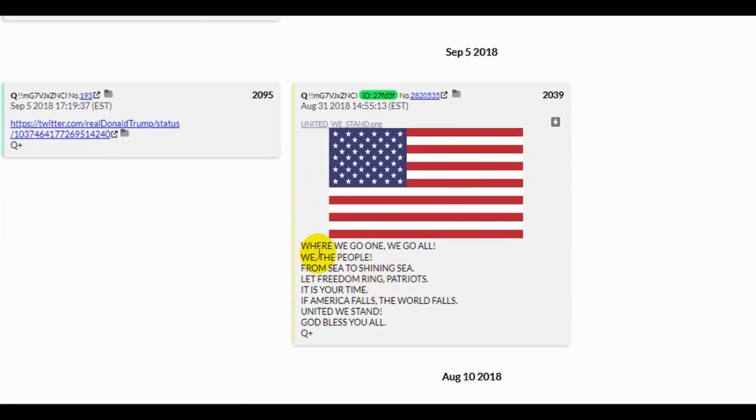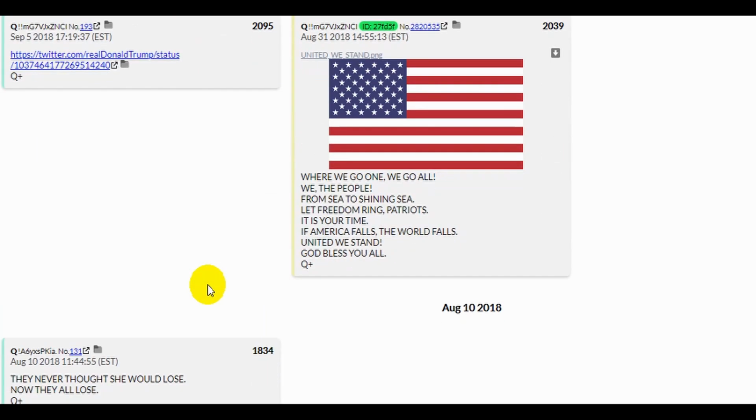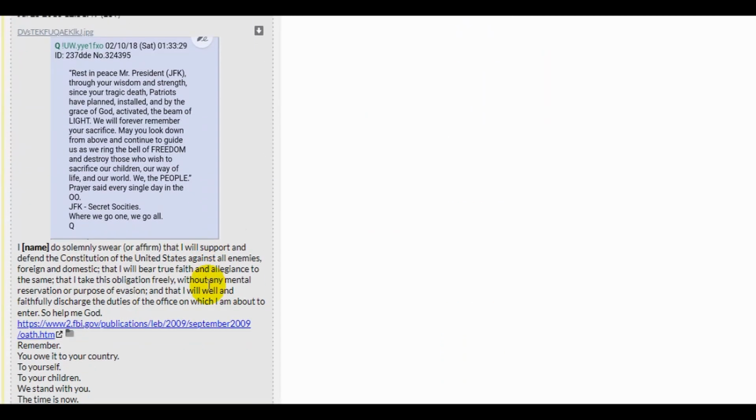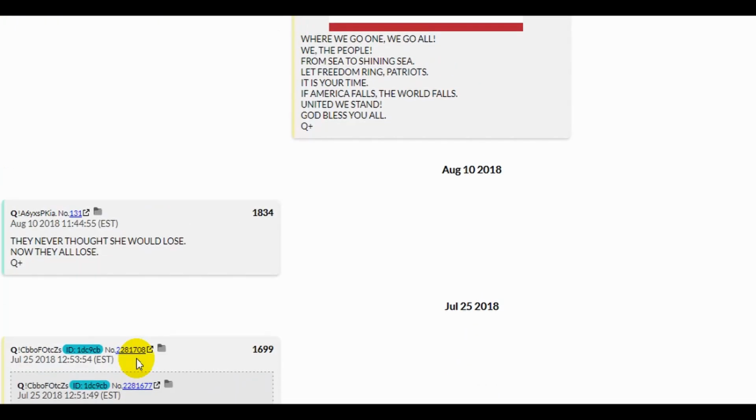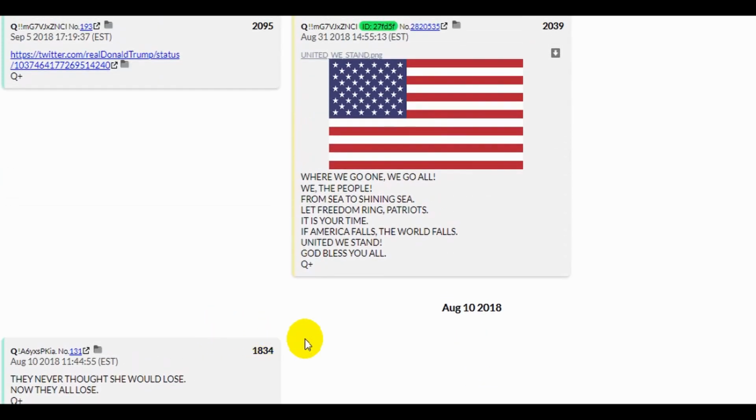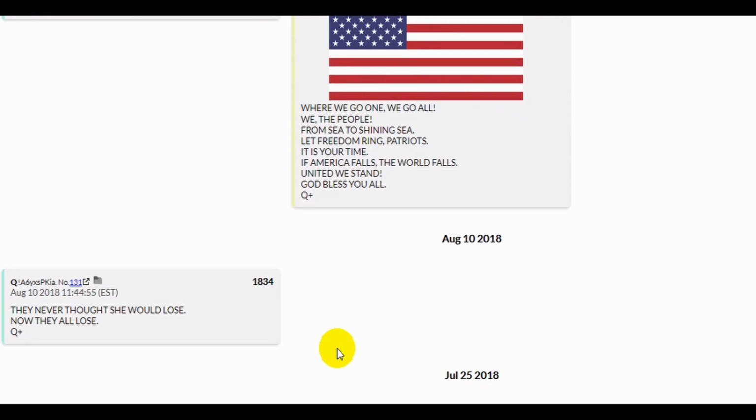August 2018. Everything's in all caps. We the people, exclamation mark. So starting about June of 2018, more exclamation marks were used in posts by Q+. So you get the idea, this is like an energetic, rowdy type of character, very extroverted type.